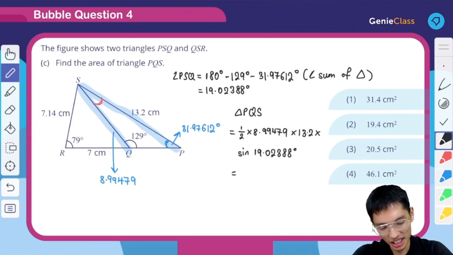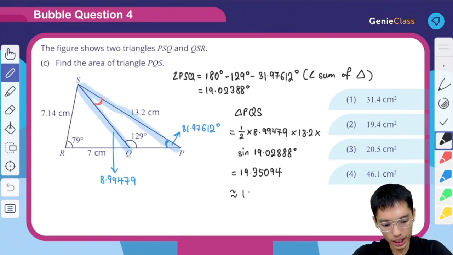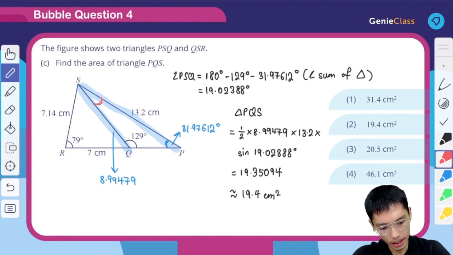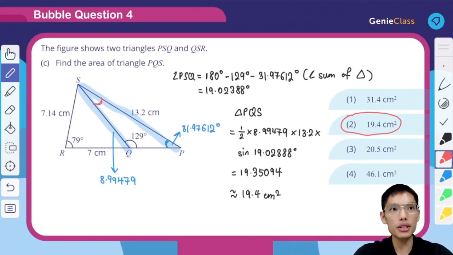Okay, so this is equal to 19.350294. Round off to 3 SF, 19.4 cm squared. That's what I have. So be careful of the mistakes that you might make along the way. Now this is the revision for the first part. Let's move on to the next.